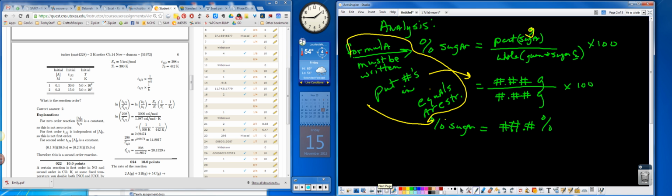All right, the next thing is the analysis. Now the stuff I have written over here is notes. Those are notes for me, just things that I expect. When you do analysis, if you use a formula, the formula must be written. The formula counts 10%. So if I'm going to use percent sugar, then I'm going to say percent sugar equals the part, which is sugar, over the whole, which is the gum and the sugar.